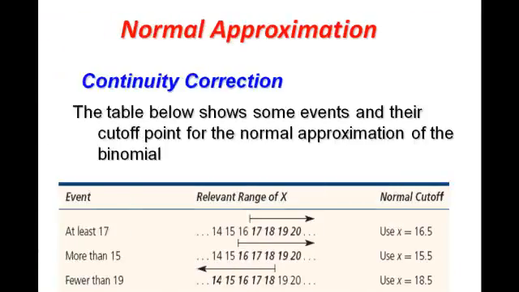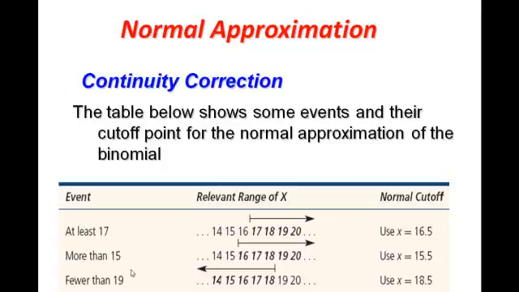So, let's say that you have an n times p that's greater than 5, and you have to use the normal distribution to approximate the binomial. Let's say the question asks you, what is the probability that at least 17 people are smokers? Then where does 17 begin and end? Well, 17 starts at 16.5. So you would be using your x value as 16.5.